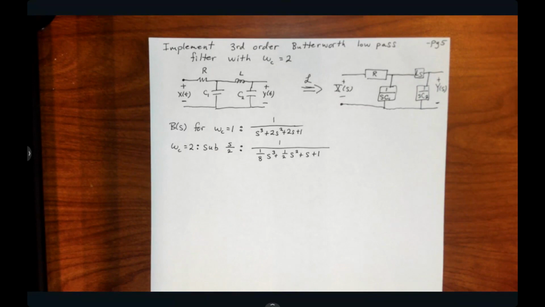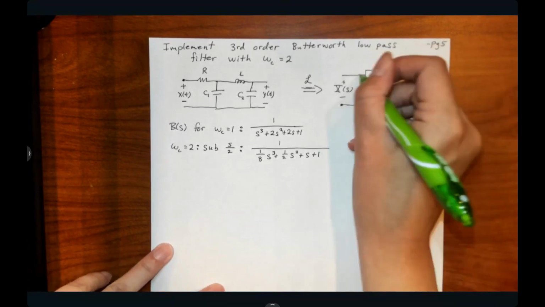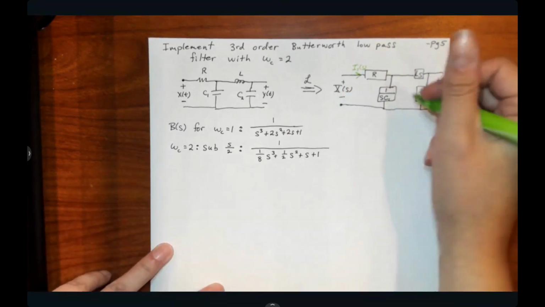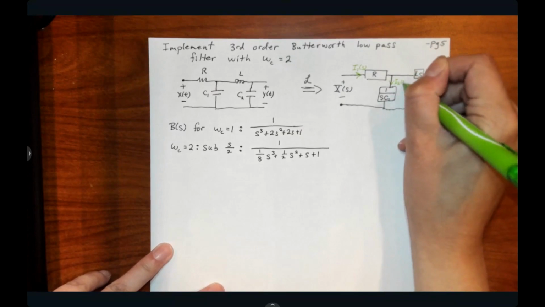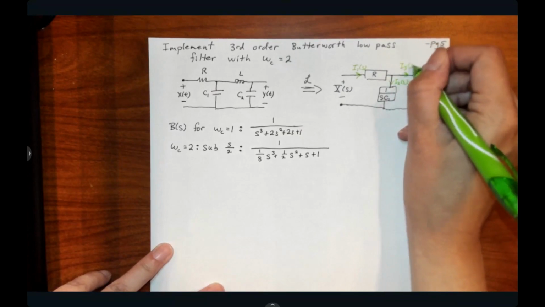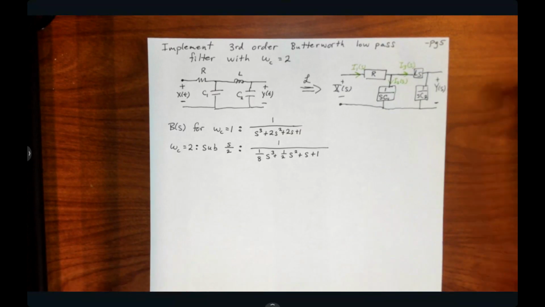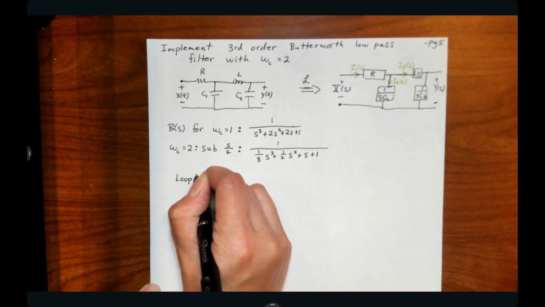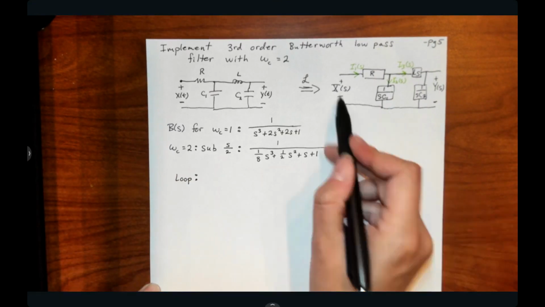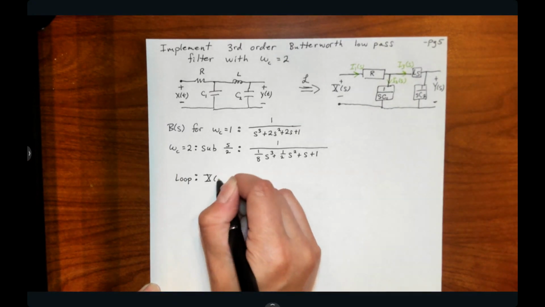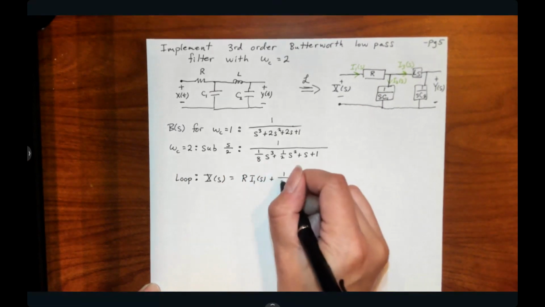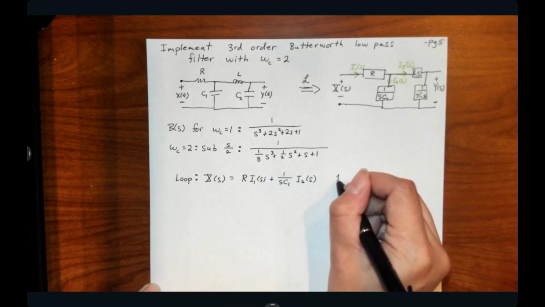All right, so I'm going to define some currents here to help me out. So we're going to have current 1 going through here, current 2, and current 3. Right, so to find the transfer function, I'm going to use some different relationships. I'm going to use a loop equation going around this loop. You get x of s equals R I1 plus 1 over sC1 I2. I'll call this equation 1.